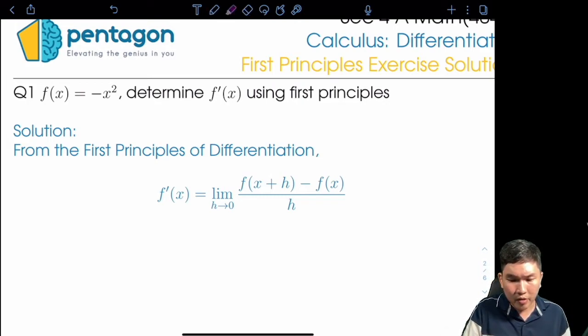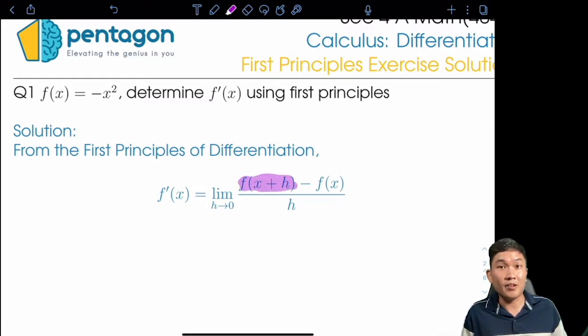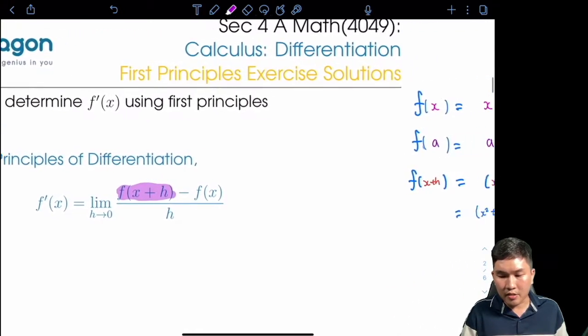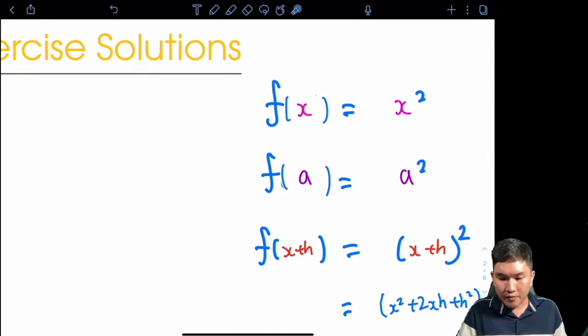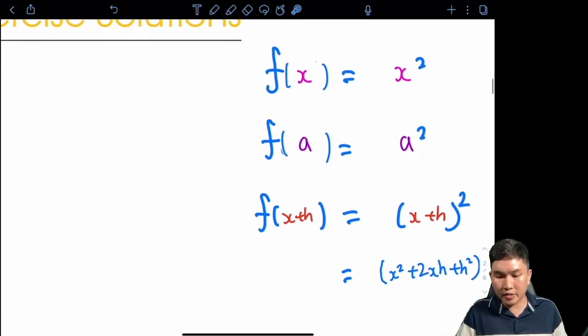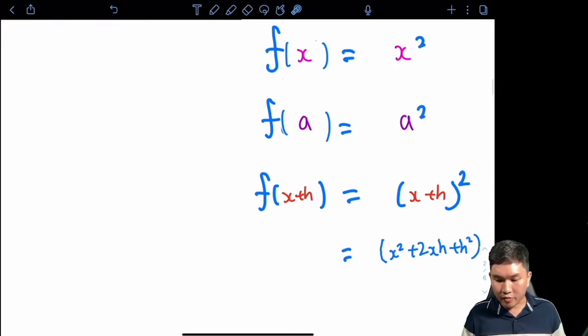Next, you probably want to know, what's next? You need to write down what is f of x plus h. So what is f of x plus h? Here's a quick revision on functions. Functions work this way. If you have f of x equals x squared, it means that you are substituting the value of x and you're getting x squared. And if you substitute the value of a, then you'll be getting a squared. Then it goes without saying that if you substitute x plus h, you're going to get x plus h all squared. And we know x plus h all squared is actually equal to x squared plus 2xh plus h squared.